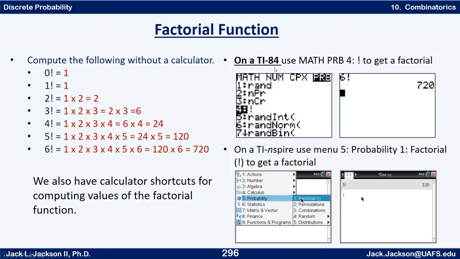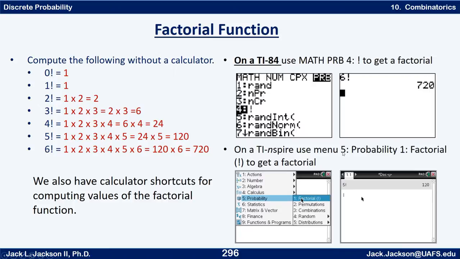The way you do that on the TI-84 is you hit math, and then go to probability, number 4, which is the factorial. So if you want to do 6 factorial, for example, you type a 6 first, then you hit math, probability, 4, and that gives you the factorial, and hit enter, it's 720.